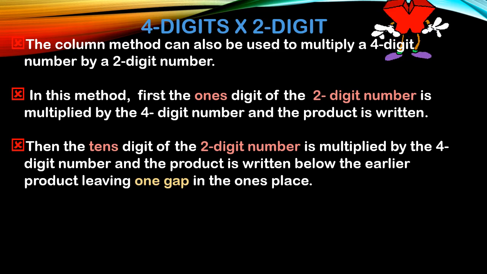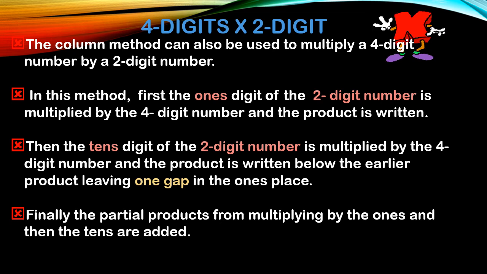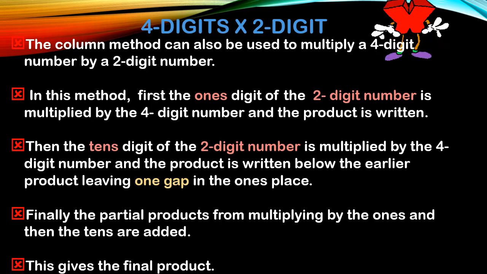Then the tens digit of the 2-digit number is multiplied by the 4-digit number and the product is written below the earlier product, leaving one gap in the ones place. In that gap we have to put one 0. So finally the partial products from multiplying the ones and then the tens are added. This gives the final product. Okay, so we will see one example, then you can understand easily. Totally we have 5 steps to multiply a 4-digit number by a 2-digit number.